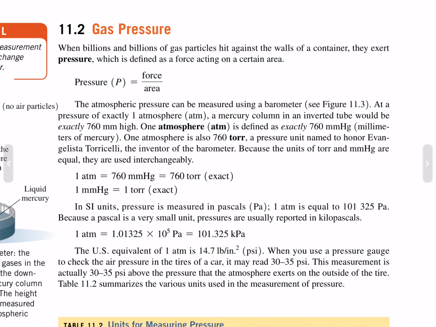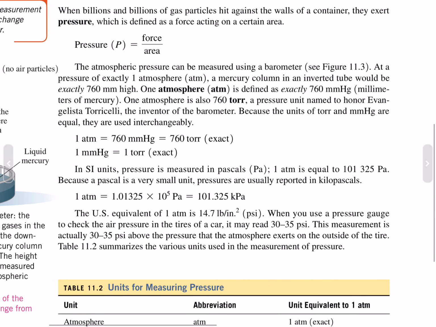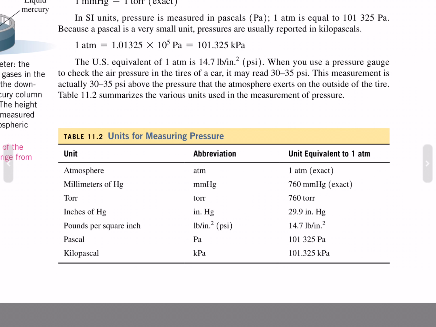When you use a pressure gauge to check the air pressure in the tires of your car, it may read 30 to 35 psi. This measurement is actually 30 to 35 psi above the pressure the atmosphere exerts on the outside of the tire. Table 11.2 summarizes the various units used in the measurements of pressure. Table 11.2 Units for measuring pressure: atmosphere, atm, millimeters of mercury, torr, inches of mercury, pounds per square inch, pascal, and kilopascal.